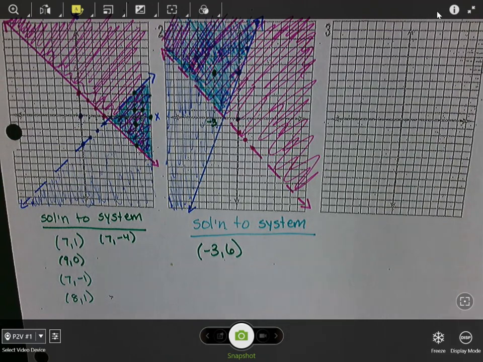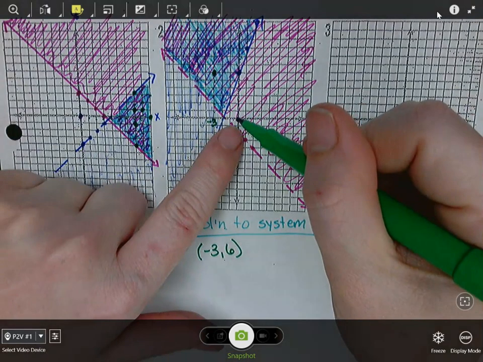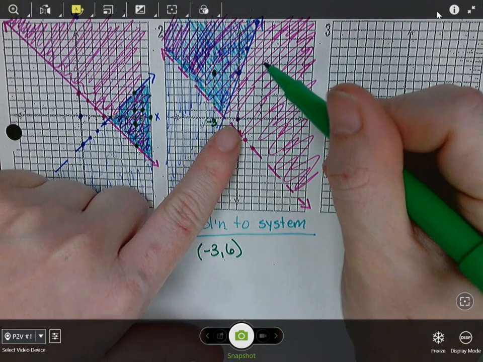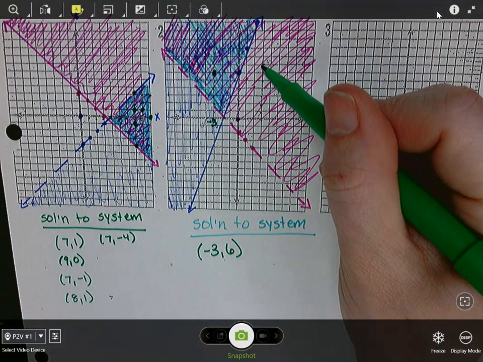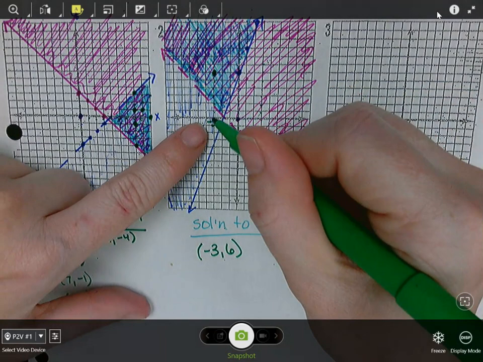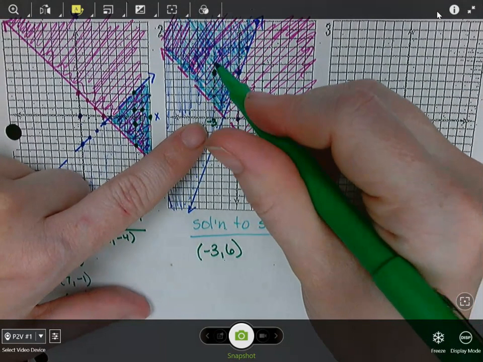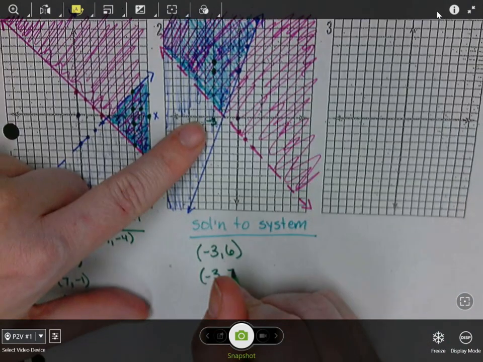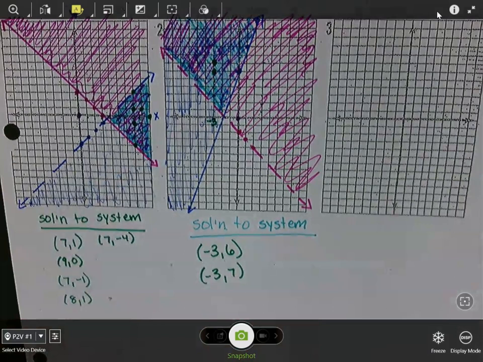3, 7. Okay, so let's try 3, 7. 1, 2, 3, 1, 2, 3, 4, 5, 6, 7. Now 3, 7 is only in the pink area. -3, 7. Okay. So here's -3, 1, 2, 3, 4, 5, 6, 7. So that's right here. So that works perfect. I figured that's what you meant, but I just wanted to be sure.